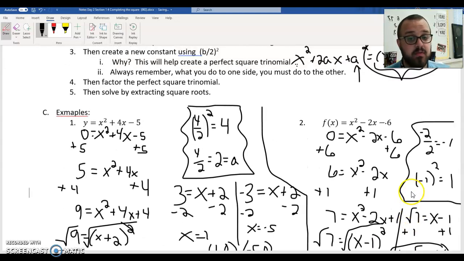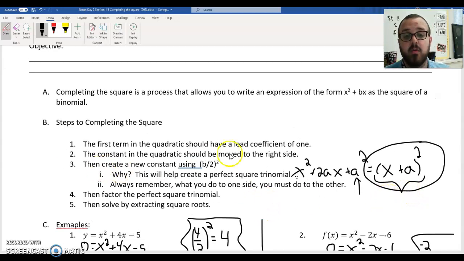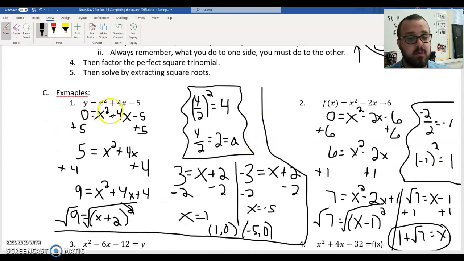Okay, so just a quick review before you try some on your own. You want to make sure your leading coefficient is 1. I've only given you problems where they equal 1.